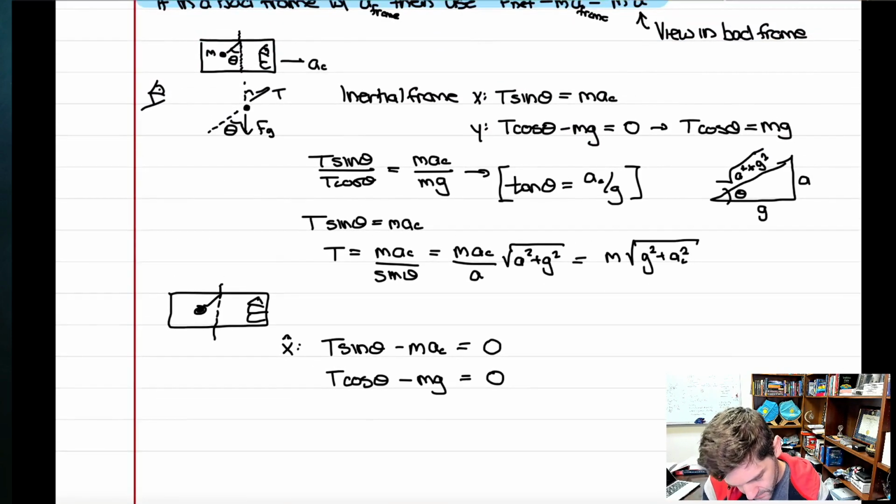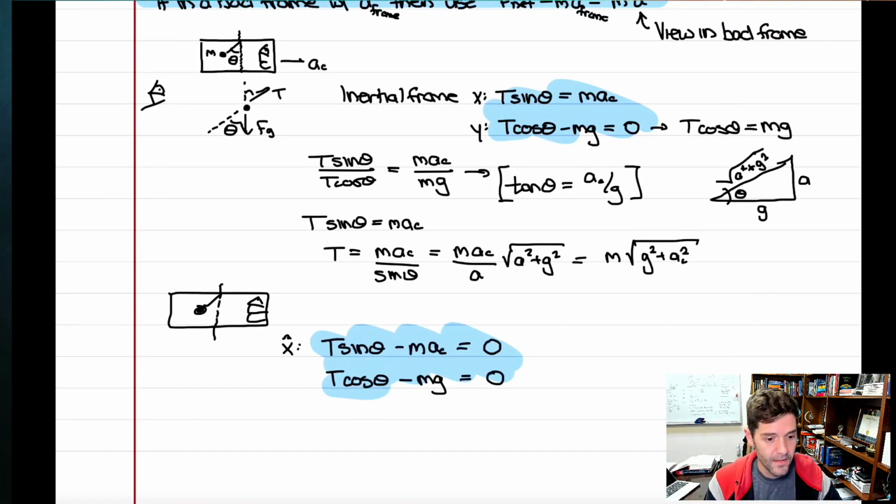And notice, if we compare what the inertial frame said and what the non-inertial frame said, by introducing that fictitious force, in this case only in the x direction, these are identical sets of equations. So both the person in the car and on the ground will reach the same conclusion. So this can be very important.